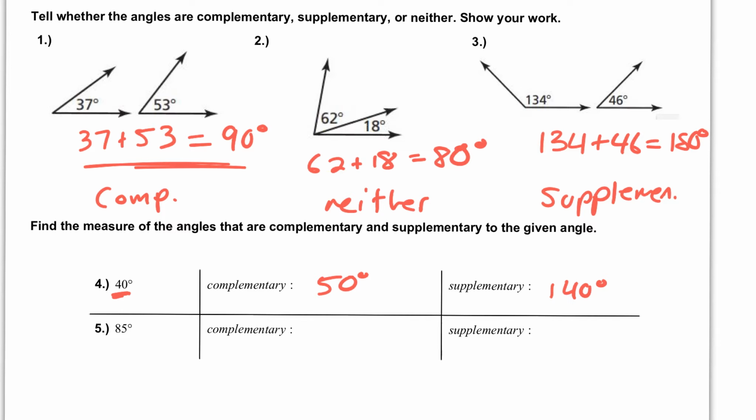Same process here for number 5. If we have an 85-degree angle, what angle would be complementary to that? So we're asking ourselves 85 plus what angle gives us 90? So if you do 90 minus 85, or you might be able to just figure this one out in your head, it's a 5-degree angle there. And then for supplementary, we want to know 85 plus what angle is equal to 180. So we're doing 180 minus 85, which gives us 95 degrees.